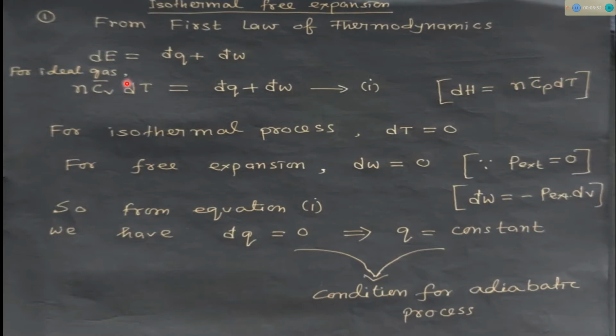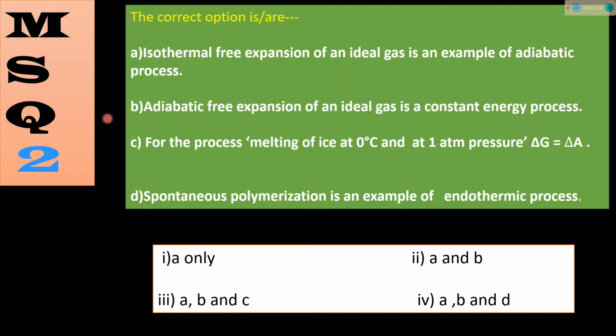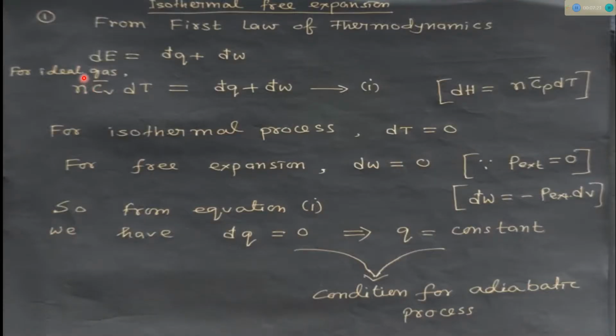So we all know these simple expressions. We all know dE for an ideal gas. Obviously for an ideal gas, we can write dE equal to n Cv bar dT or Cv dT, and dH is equal to Cp dT or n Cp bar dT. So see the first statement: isothermal free expansion of an ideal gas. Ideal gas is given. That's why for an ideal gas we can write dE equal to n Cv bar dT equal to dQ plus dW.